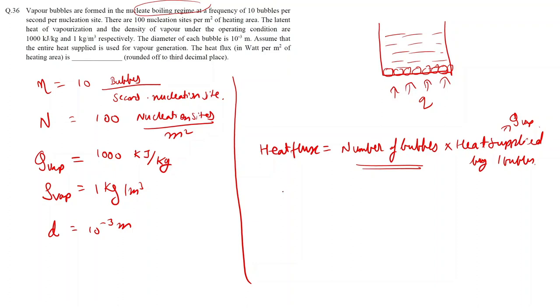To find the number of bubbles, let's first find the total volume of the bubbles. The volume is defined as 4 by 3 pi r cube. This we can write as pi by 6 d cube. The diameter of the bubble we have been given as 10 raised to minus 3 meter.